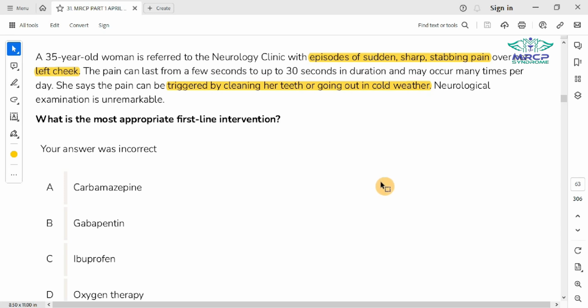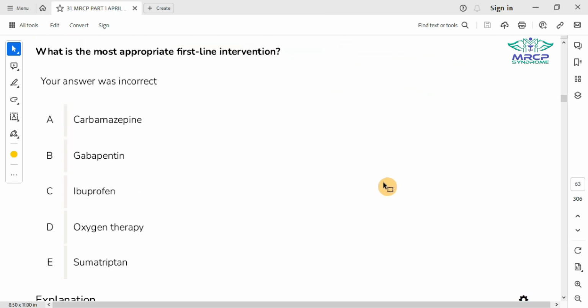What is the most appropriate first-line intervention? Carbamazepine, gabapentin, ibuprofen, oxygen therapy, and sumatriptan.